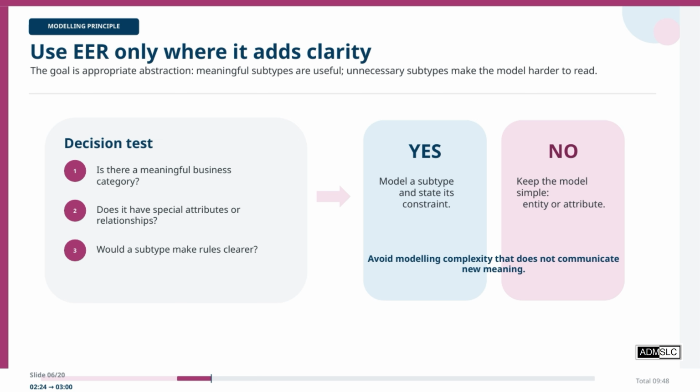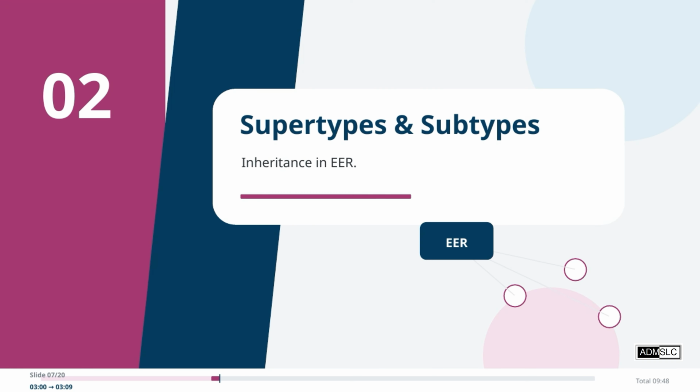Because if you ignore this rule, over-engineering your database now is going to result in absolute headaches and incredibly convoluted code when you actually start writing queries later. Let's just save our future selves some pain, right? All right, section 2, supertypes, subtypes, and inheritance. This is where we get into the actual mechanics of EER.